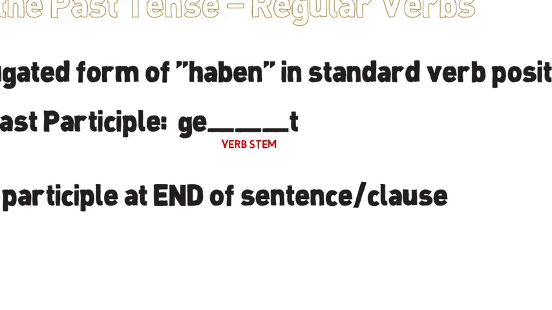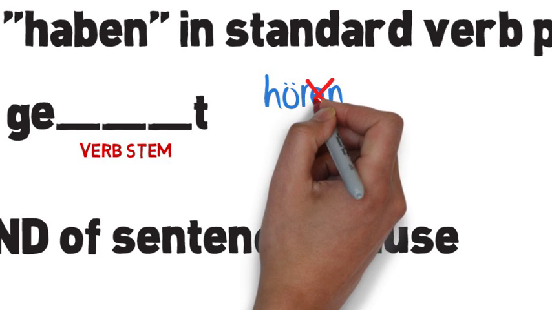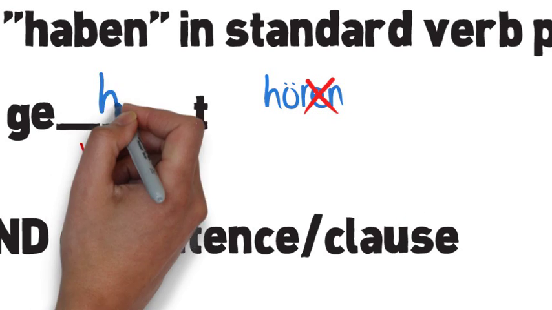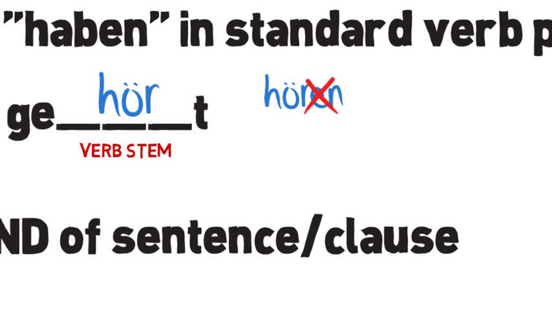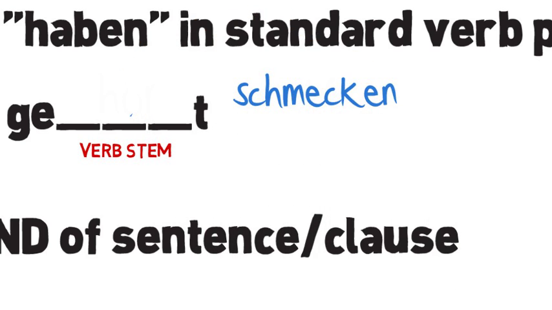Now let's go into a little more detail about creating that participle. As an example, let's take the infinitive verb hören. We'd remove the en to get the stem. The past participle of hören is therefore gehört. With the verb schmecken, we again remove the en and create the past participle geschmeckt.